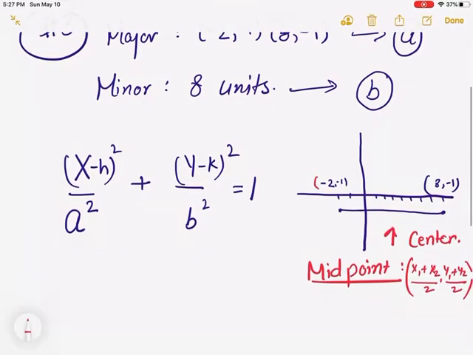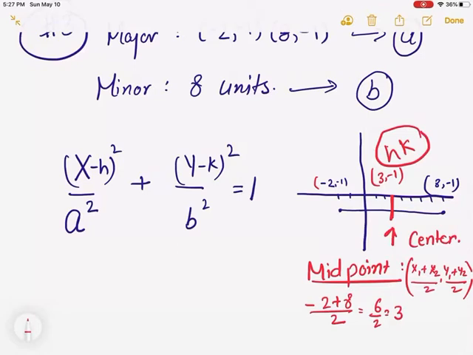Okay, -2 added to 8 divided by 2. So what's that? -2 added to 8 is 6, and divided by 2 is 3. So your x coordinate would be 3. And -1 added to -1, which is -2, divided by 2, is going to be -1. So basically that y coordinate just stays the same. So the midpoint is at (3, -1). That's nothing else but H and K in this equation. I'm just going to plug these numbers into the equation here.